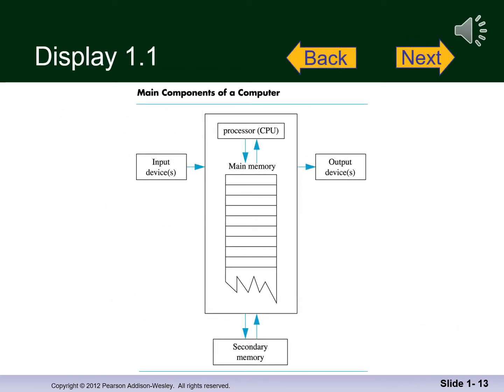This slide provides a graphic. This is display 1.1 from the text. The main components of a computer. You see the processor, the central processing unit, and main memory are constantly working together, swapping information in and out of the CPU, and then main memory is also swapping information in and out of secondary memory, or storage, if you will. Input is managed by the input devices and then passed to the processor, and the processor generates output.